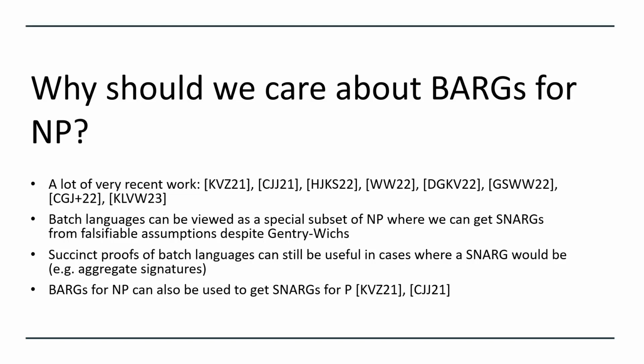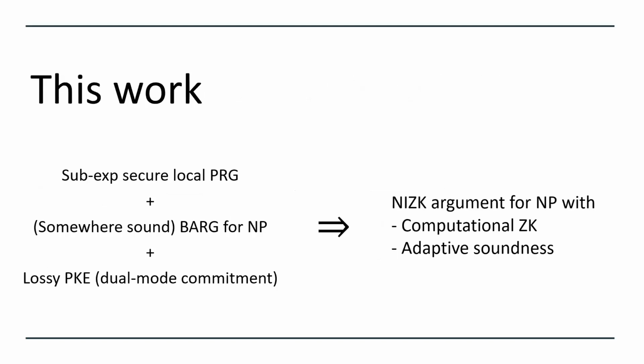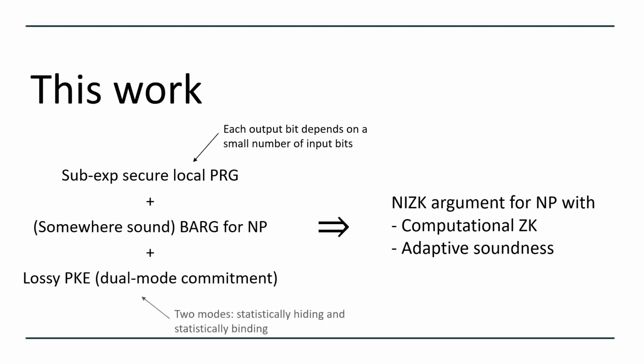Okay, so now that I've set up why BARGs are a good relaxation, let's get into what we can actually show. So in this work, we show that a local pseudorandom generator, or PRG, plus a BARG for NP, plus lossy public key encryption, which is used as a dual mode commitment, implies a NIZK for NP. And by local PRG, we mean a PRG where each output bit depends only on a small number of input bits. And by dual mode commitment, we mean a commitment which has two modes, a statistically hiding mode and a statistically binding mode.